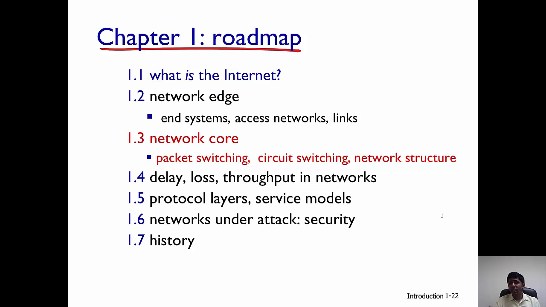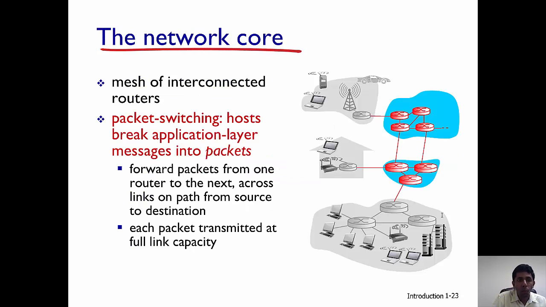We also looked at the access networks to which the different hosts connect to, and we had a brief discussion of the physical media that is used to connect the different hosts in the internet. Today we'll move on and look at the network core, and then we'll talk about two important paradigms called packet switching and circuit switching. But first, what is the network core?